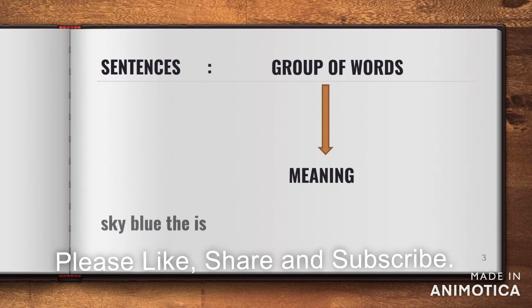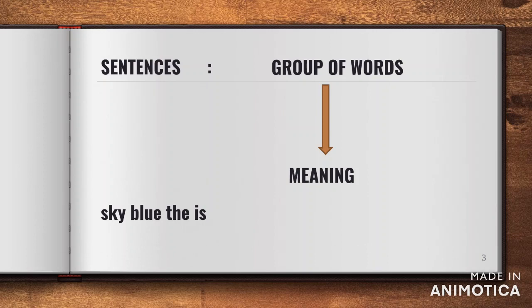For example, "sky blue the". Now these words don't convey any meaning and hence it is not a sentence. But when I rearrange the words, I get "The sky is blue." Now this makes sense. So I can say that "The sky is blue" is a sentence. So you have to remember that sentences are those group of words that convey a meaning.